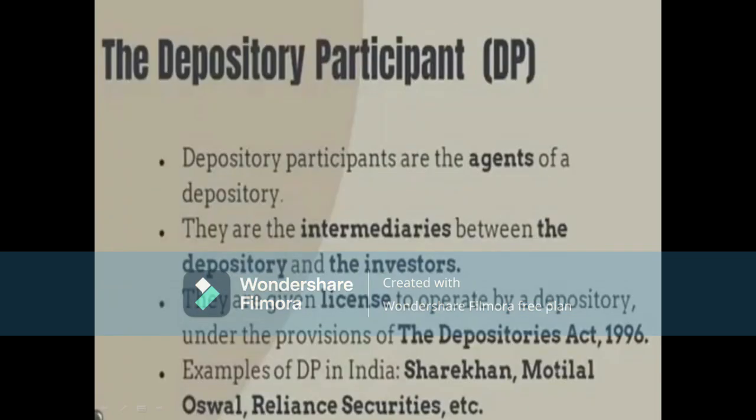So who is a depository participant? Depository participants are the agents of a depository, or intermediaries between the depository and investors. They act as intermediaries, agents. For example, we all know that we have Zerodha, or Angel Broking, Upstox, likewise so many are there.